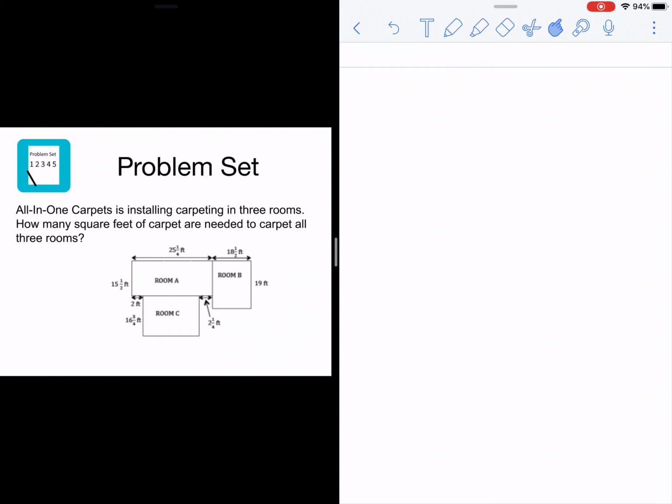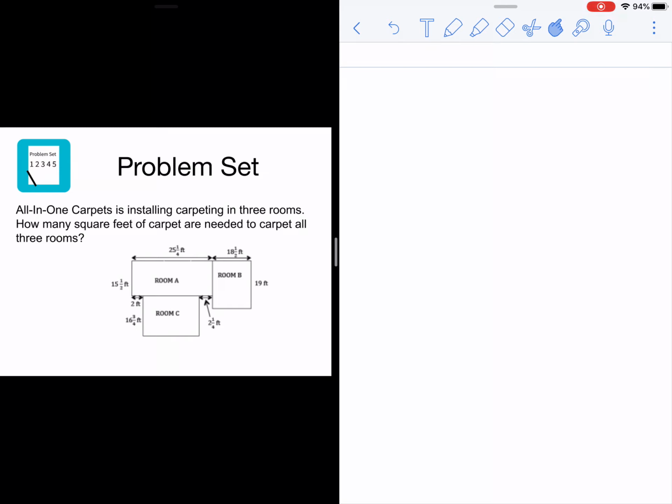All right, you guys, this is our last problem we will be going over today for our problem set. And then what I want you to do is, if there are any more problems in your problem set, you can go ahead and work on the rest of them. So there's number 4 and number 5, and then you're going to do those by yourself.